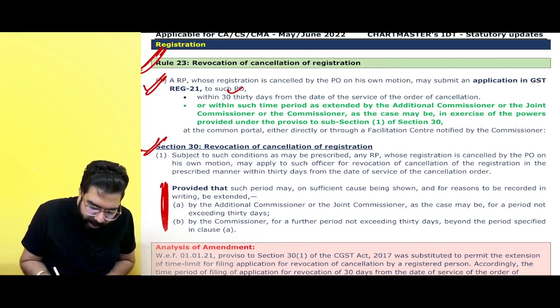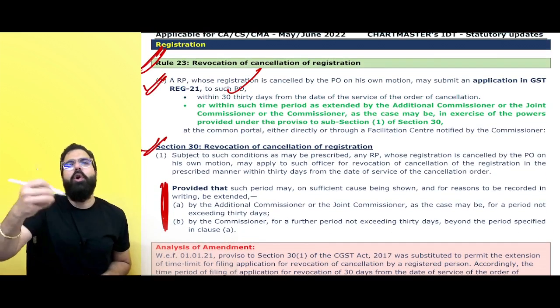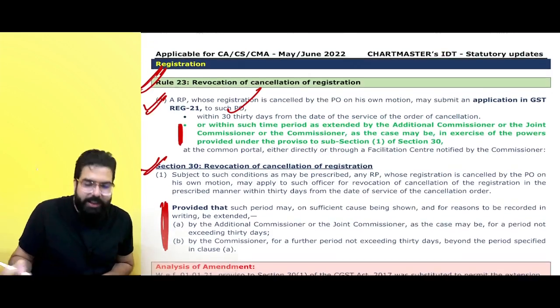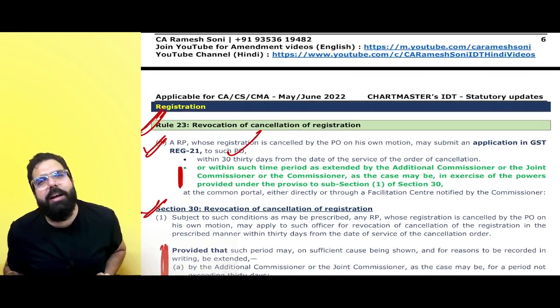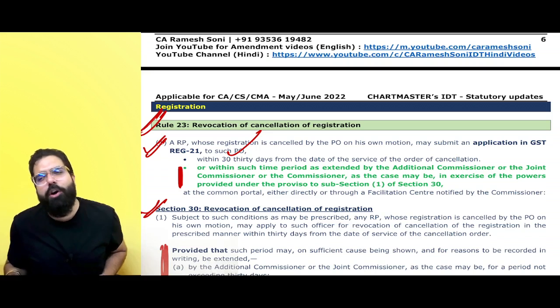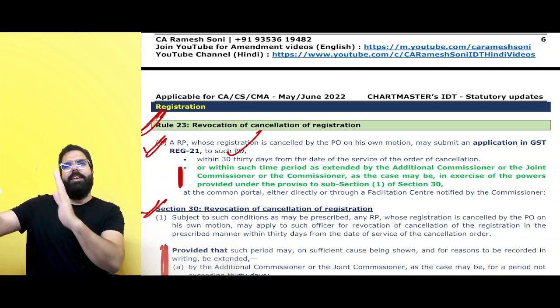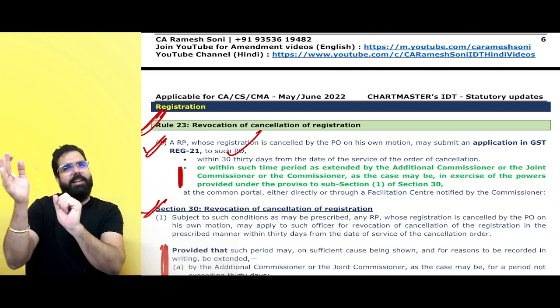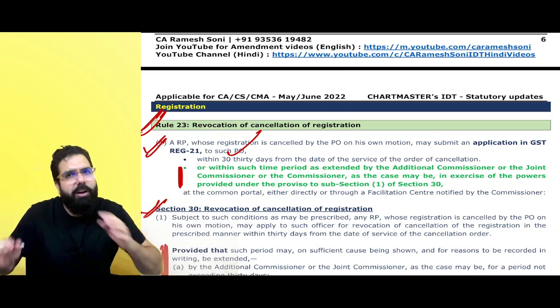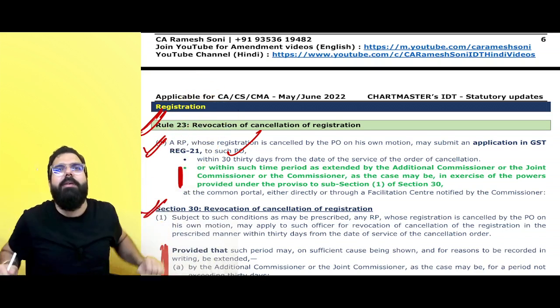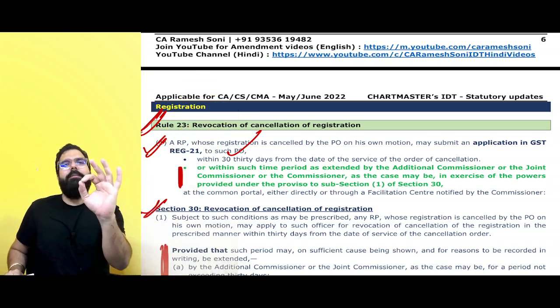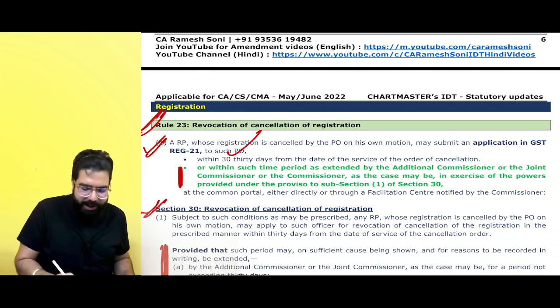Now they are telling you can apply within 30 days or you can submit your application within the extended time period as given by the commissioner, additional commissioner or joint commissioner. That's all. There is no amendment at all. Remember, for revocation you earlier also could apply within 30 days or a further time period of 30 days plus 30 days could be given by the commissioner. The same thing has now been incorporated.